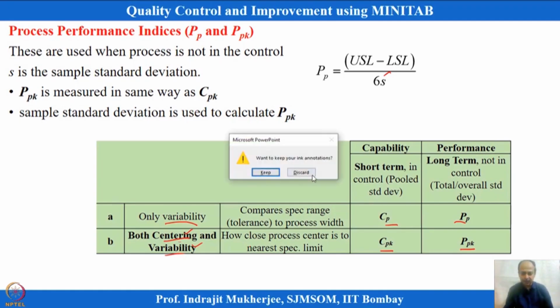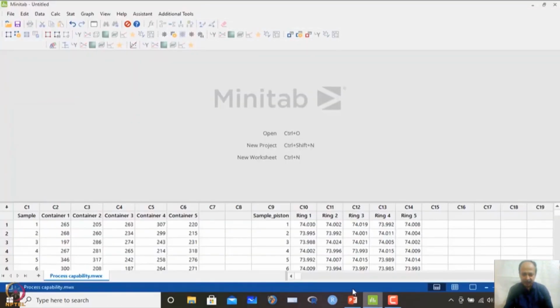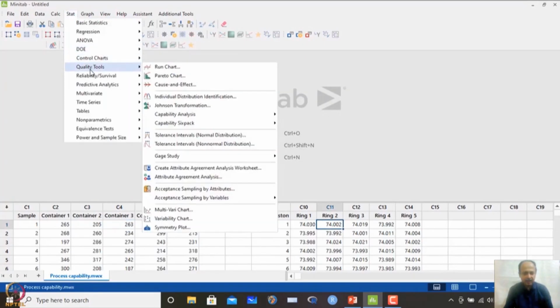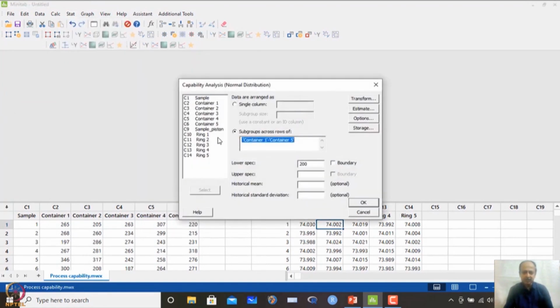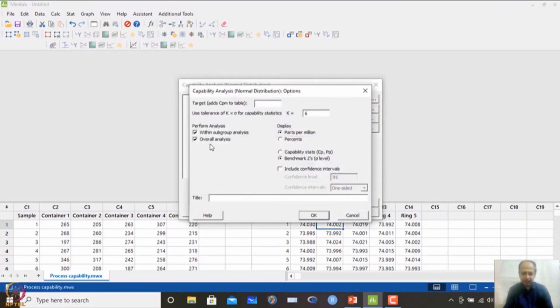If you go to MINITAB and do the analysis, let us say for the ring dimension, you go to Stat, Quality Tools, Capability Analysis, Normal Capability Analysis. This is ring 1 to ring 5, and I replace the data set here. The lower spec is 73.965 and the upper spec is 74.035. Then I change the option and also include overall analysis, parts per million, and capability index.